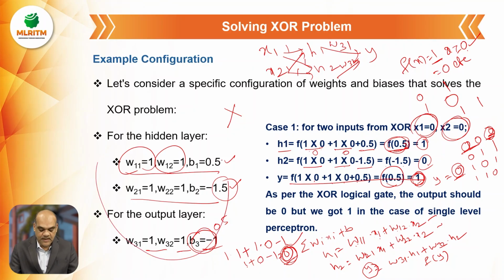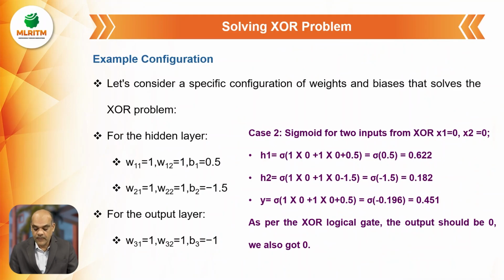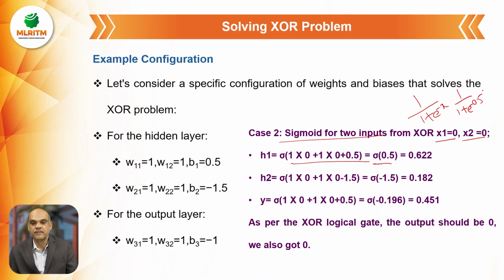If we use the same example, I'll try to calculate with the sigmoid activation function, for example. So I'm using the sigmoid activation function, taking x1 equal to 0, x2 equal to 0. The same process I'm following here. The sigmoid activation function definition is 1 by 1 plus e power minus x. This is the formula I'm going to use here. Same 1 into 0, sigmoid of 0.5. That means 1 by 1 plus e power minus 0.5.